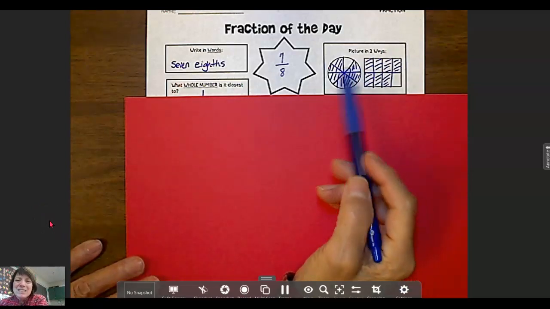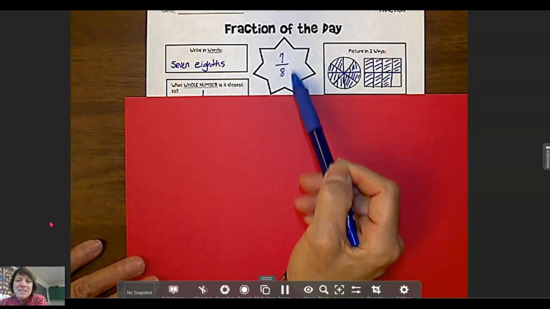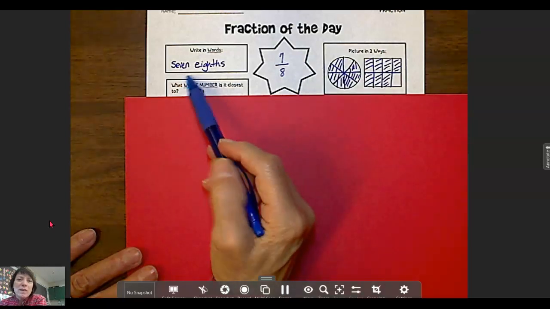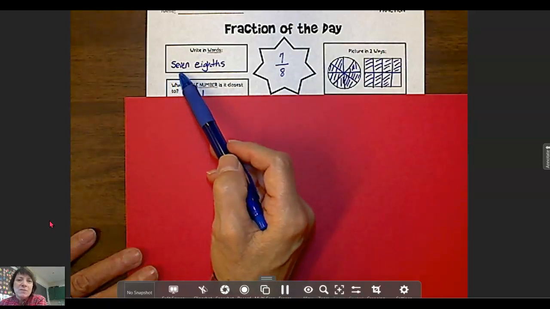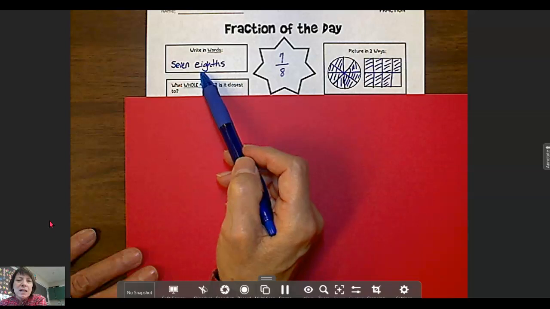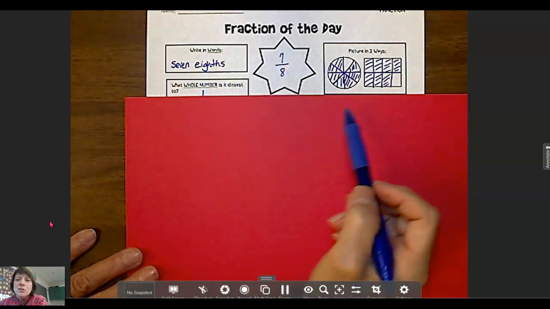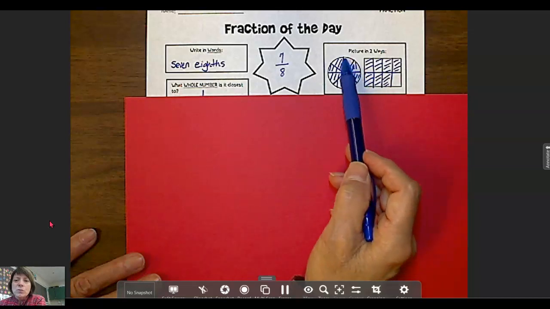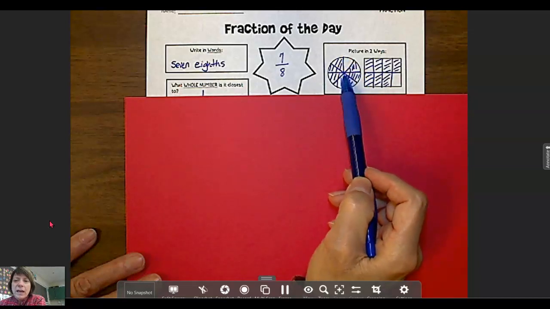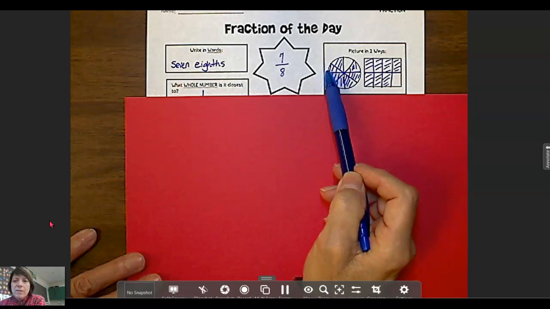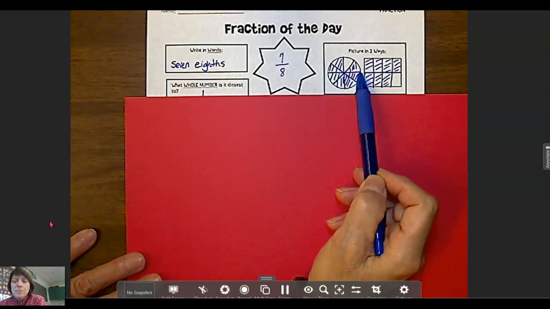Hey everyone, fraction of the day today is 7/8, 7 over 8. To write that in word form, it's seven-eighths. To display it, we're going to cut our circle in half and then in half horizontally.